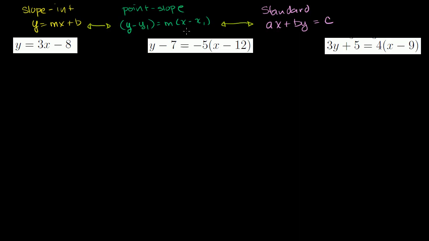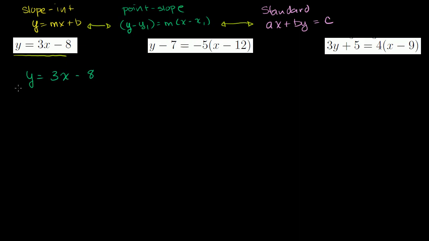So let's do a couple of examples of this. So here we have a line right here. We have an equation written in slope-intercept form. The slope is 3. The y-intercept is -8. Let's put it into standard form. So we just have to get the 3x onto the other side of the equation. And the best way I can think of doing that, let me rewrite the equation. y is equal to 3x minus 8.